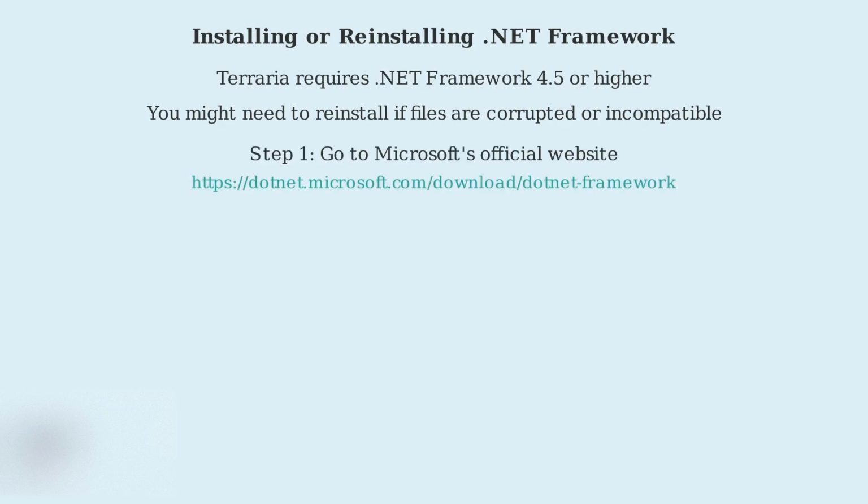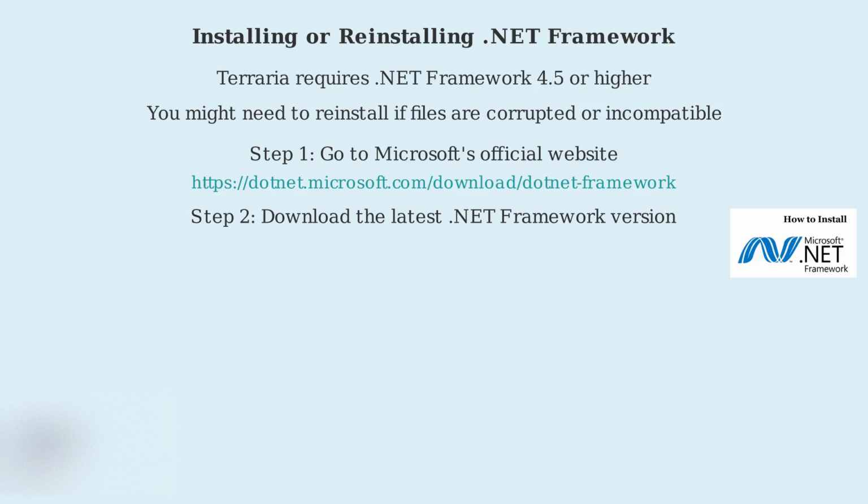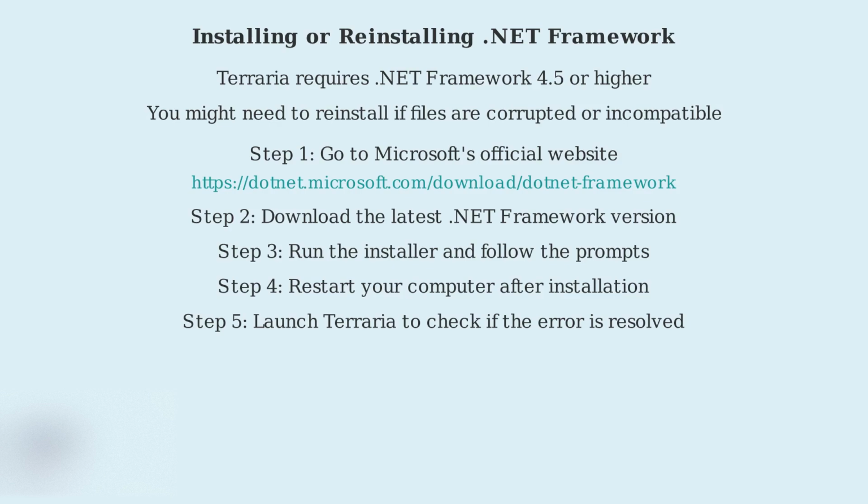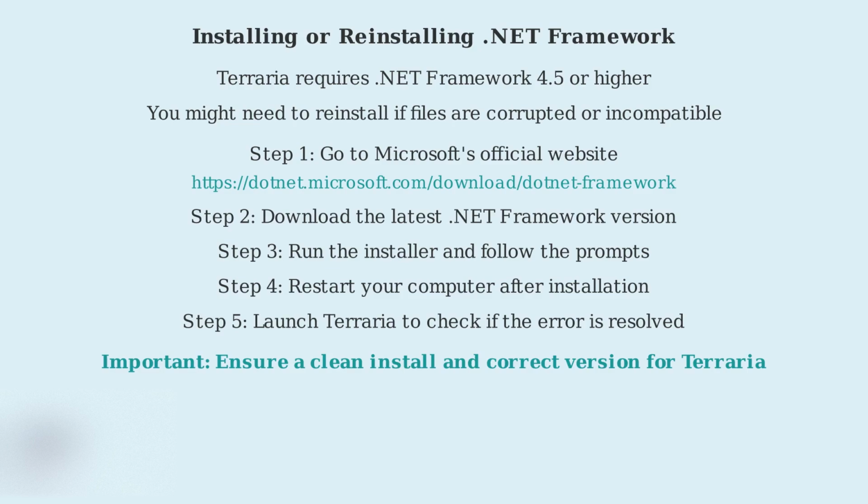To reinstall, start by visiting Microsoft's official .NET Framework download page. Search for the latest version compatible with your system. Download the installer for the appropriate .NET Framework version. Choose the one that matches your Windows architecture. Once downloaded, run the installer as an administrator and follow the on-screen instructions to complete the installation. After installation completes, restart your computer to ensure all changes take effect. Finally, launch Terraria to verify that the bad image format exception error has been resolved. Remember, maintaining the correct .NET Framework version with a clean install is crucial for Terraria's stability and performance.